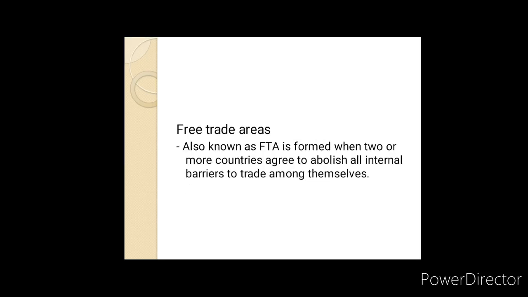Free trade areas, also known as FTA, are formed when two or more countries agree to abolish all internal barriers to trade among themselves. My great example for this is the US and Russia. They hate each other, but they still had business and trade going on between the two of them, despite the hate. That's all for now.